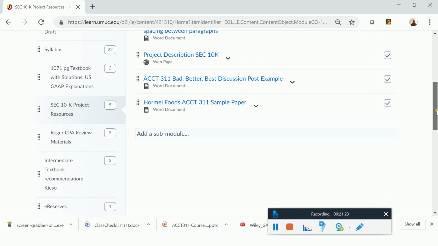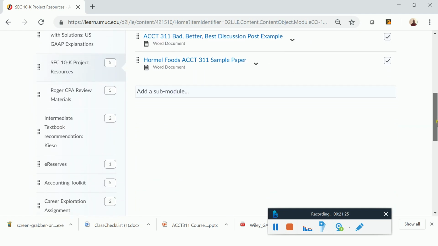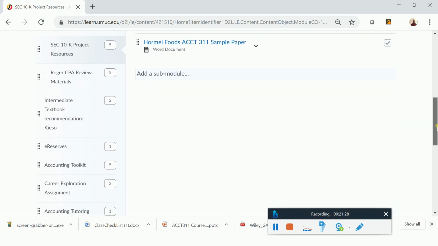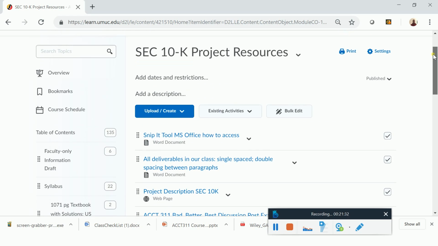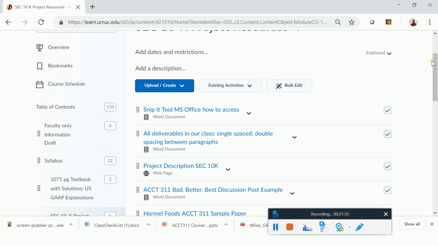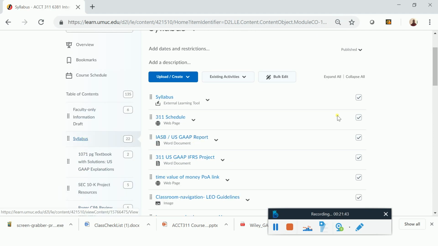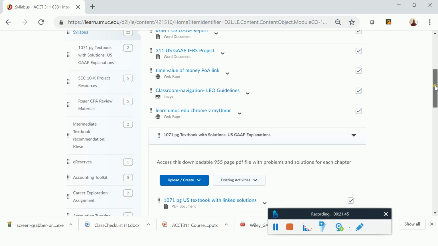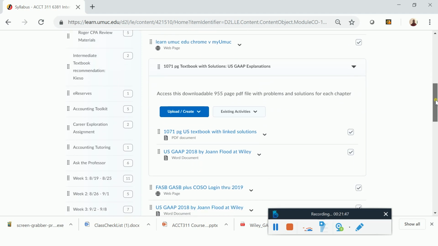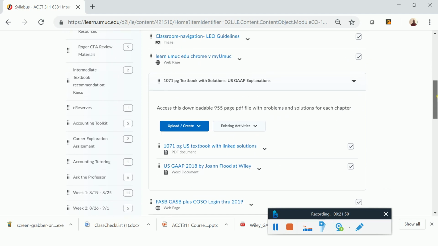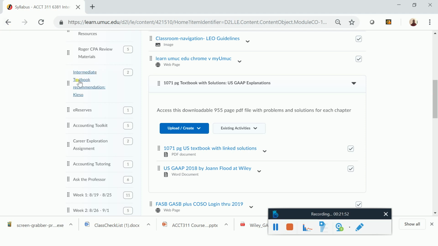Okay, so then the only other thing that I want to point out is two things actually. I mentioned earlier that there was a textbook that you could buy, and there's also a version online that you can take a look at. Within the syllabus section, the information about whether you want to purchase a textbook is included in this intermediate textbook recommendation.